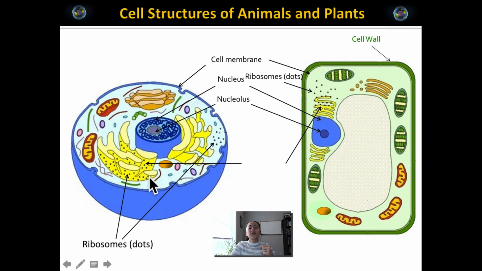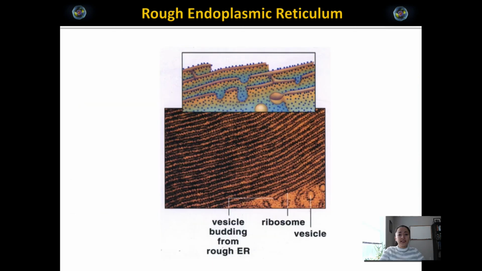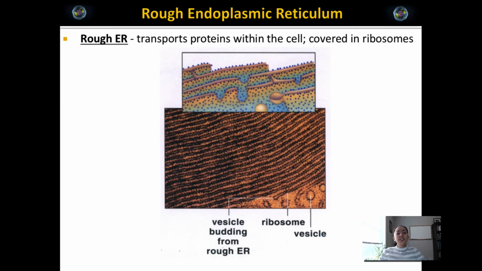So let's talk about this structure here that looks very rough because it has all these ribosomes all over it. This structure is called the rough endoplasmic reticulum, or a lot of times we just call it the rough ER. Since the rough ER has a lot of ribosomes on it, it also plays a role in protein synthesis. It transports the proteins once they're made, and it transports them within the cell. Here you can see some images of the rough ER with the ribosomes all over it.